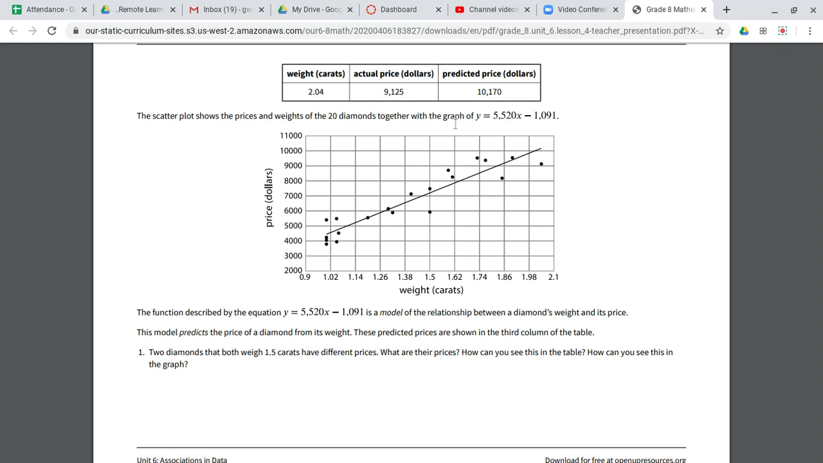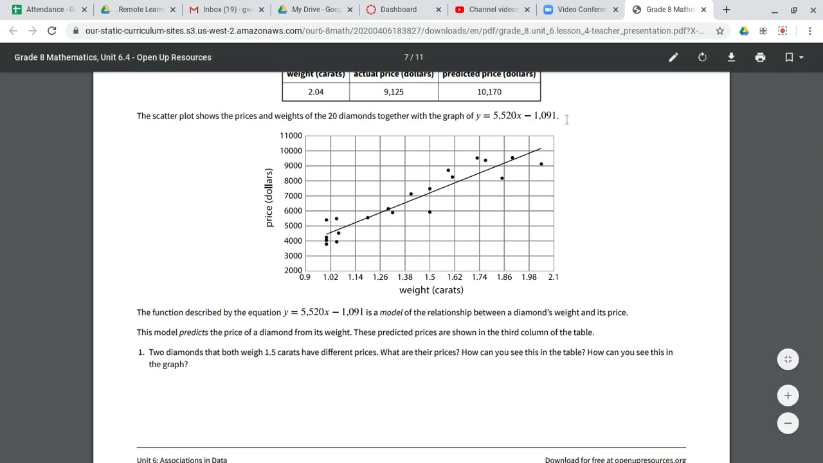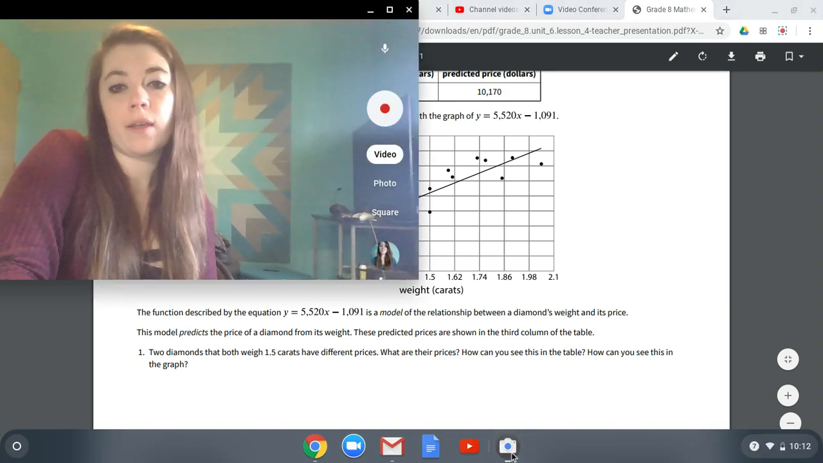Now we could use this equation to represent that. So using the equation and plugging in our 1.9 into this, if we do that, so let me bring this back up.